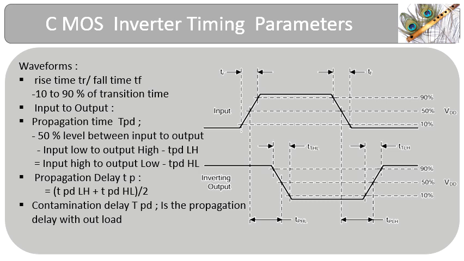Time elapsed between 50% level of high input to low output is known as TPD-HL. Propagation delay TP is defined as the average of the sum of low to high and high to low propagation delays. Contamination delay TCD is the propagation delay of the logic gate without external load.